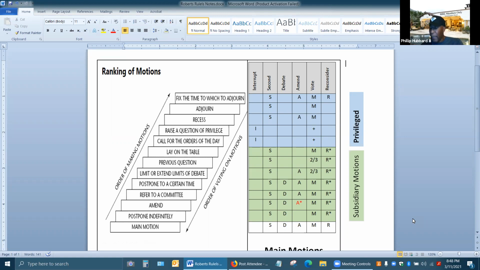One, the motion to limit or extend limits of debate can limit debate by reducing the number or length of speeches permitted, without including specific provisions for closing debate. And again, very important when we are making a motion to limit or to extend debate: it can require that at a certain later hour, or after debate for a specific length of time, debate shall be closed.